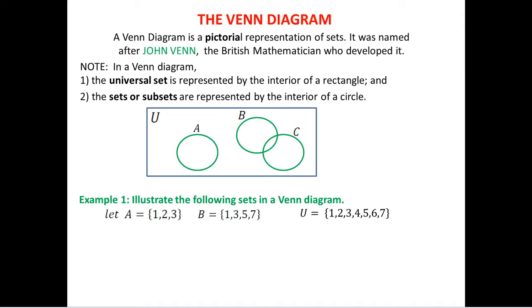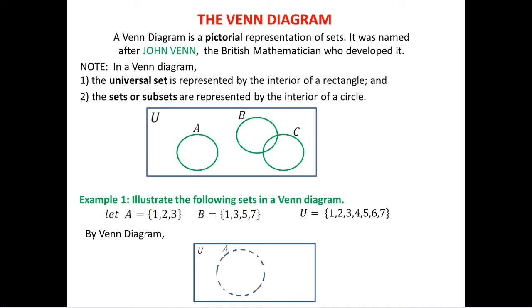Now, let's have example 1. Illustrate the following sets in a Venn diagram. Let set A be the set with numbers 1, 2, 3, set B with numbers 1, 3, 5, 7, and set U, or our universal set, is the set with numbers 1, 2, 3, 4, 5, 6, and 7. So by using the Venn diagram, first we draw a rectangle to represent our universal set.